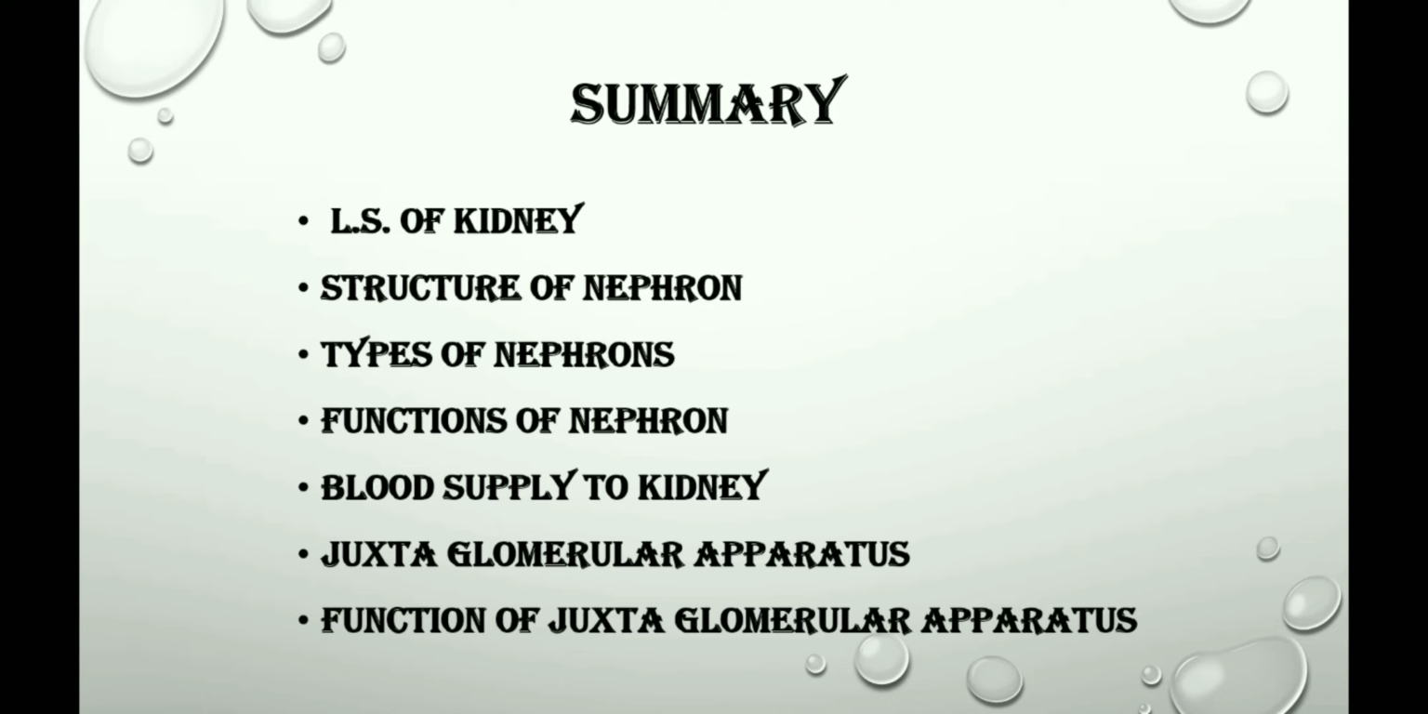So students, today we studied the details of the LS of kidney, structure of nephron, types of nephrons, functions of nephrons, blood supply to the kidney, juxtaglomerular apparatus, and function of the juxtaglomerular apparatus. I hope you understood the topic.